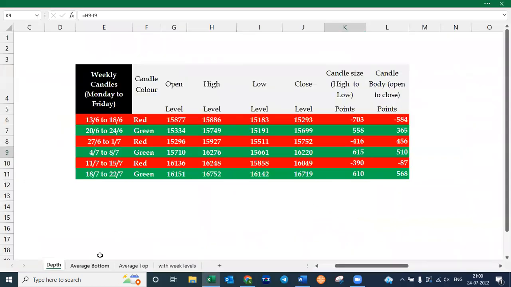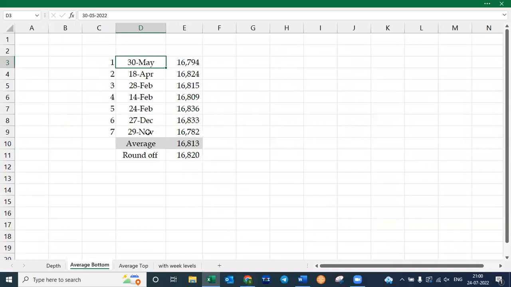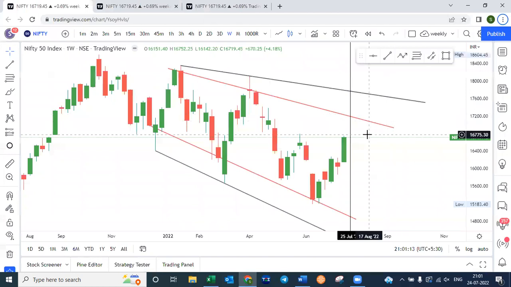I have pre-plotted them. Now if you see the 7 candles: 30th May 16794, 18th April 16824, 20th Feb 16815, 14th Feb 16809, 24th Feb 16836, 27th December 16833, 29th November 16782. The average of this is 16813. I can round it up to 16820. So my first level that comes out is 16820.